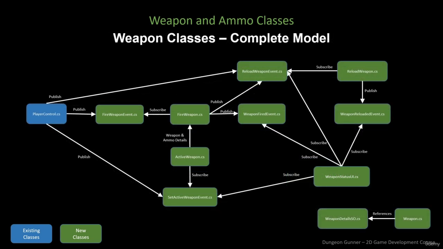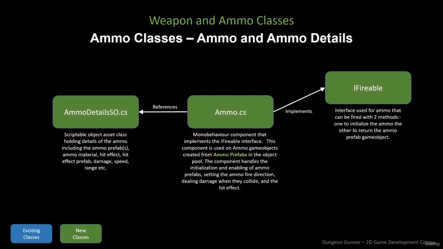So that's our complete model for the weapon classes, and I would recommend as we go through this section of the course that you revisit these slides just so you can fully understand how all of these classes fit together as we start coding this functionality. So we've talked about the weapon classes, now I'm going to talk about the ammo classes, and you can see here we've got 3 ammo classes that we're going to create.